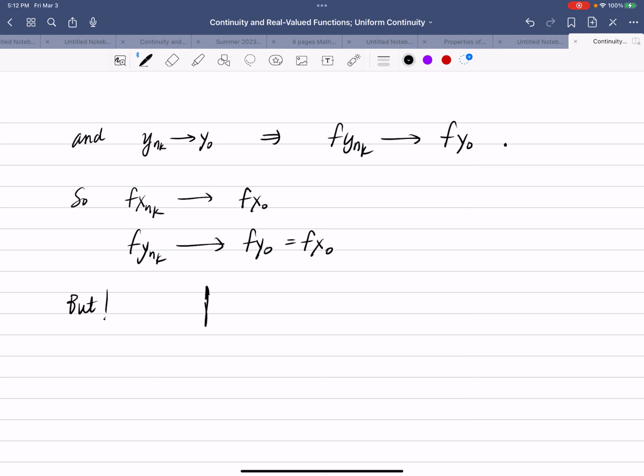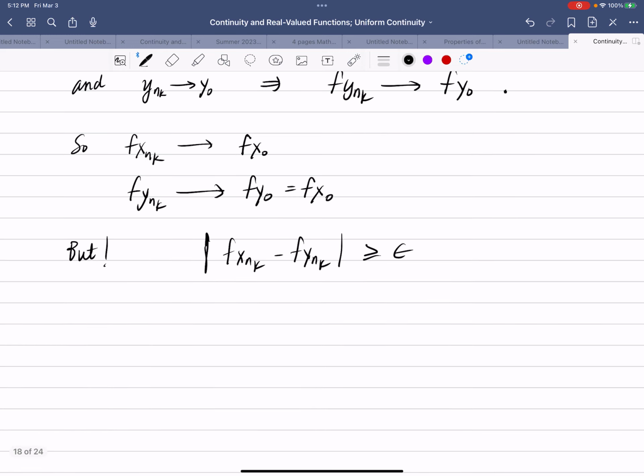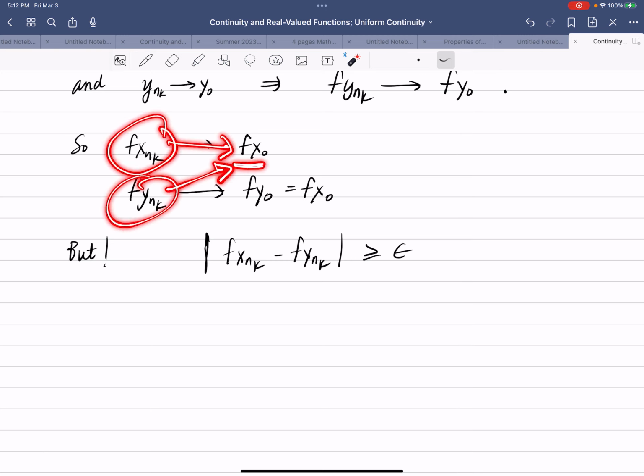But remember, the distances between f of xnk and f of ynk are all bigger than or equal to epsilon. So we get a contradiction because these terms are getting close to this point. These terms are getting close to that point, but the terms are supposed to be staying at least epsilon away from each other. That's the problem, right?